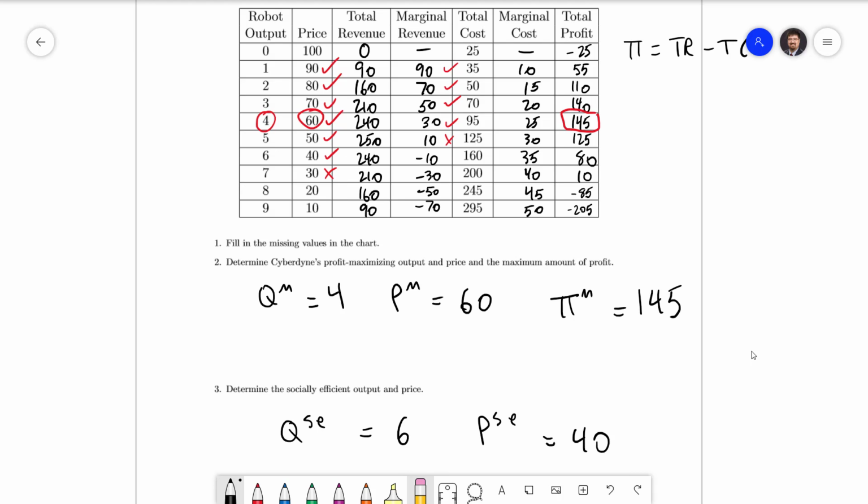We can see that this is 2 units higher than what our monopoly would choose. If they were to go to the 6th unit, that would result in a lowered profit of 80. By holding back output, they're able to keep the price a little bit higher and make more profit. That's all there is to it.